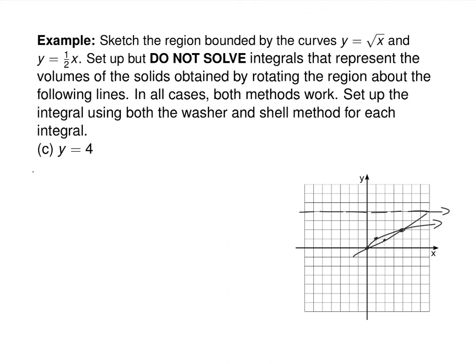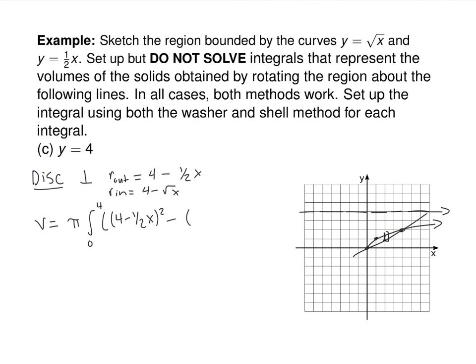Okay, so first let's do the disk method. Perpendicular to the axis of rotation, we're going to slice this way. So here, r out will be 4 minus 1/2 x, and r in will be 4 minus root x. And so our volume is pi integral 0 to 4, 4 minus 1/2 x, the quantity squared, minus 4 minus root x, the quantity squared, dx. And if you work it out, I'm pretty sure you're going to get 8 pi.